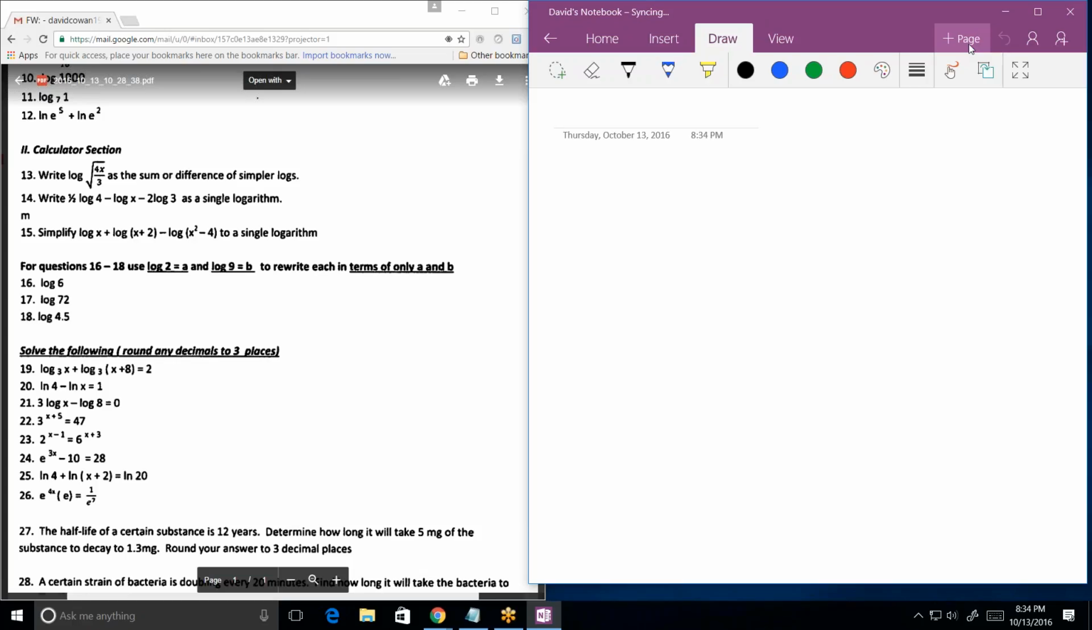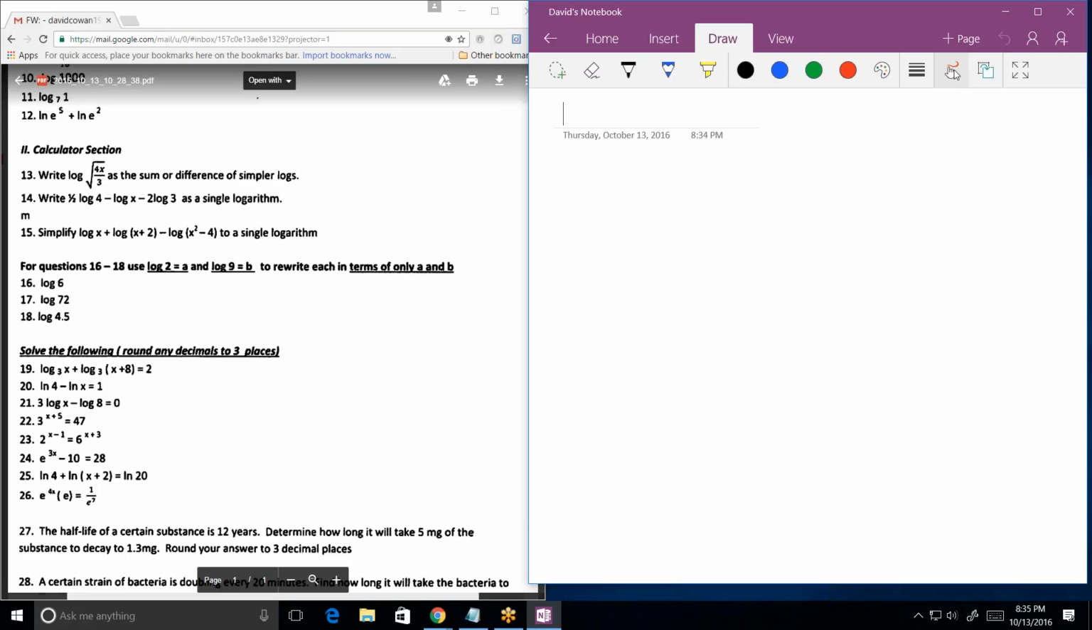So 15 kind of illustrated something that even though they didn't ask about it, what the domain of the final single log was, it's affected. And all of these manipulations where you compress and expand, they're not identical. In other words, domains can be different. And you always have to use the domain of the original function. All right, let's see. 16. If log of 2 is a and log of 9 is b, what's the log of 6?